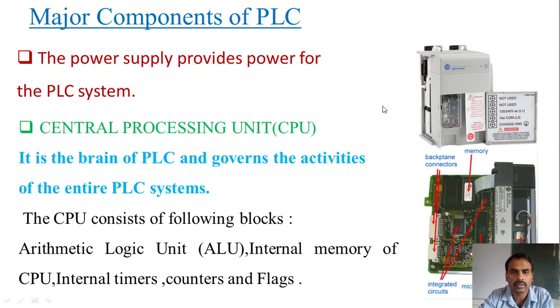Also, it will indicate if the voltages are too high or too low. You can see the limit here: 120 or 240 VAC is the normal operating range of PLCs. And the next important part is the central processing unit.